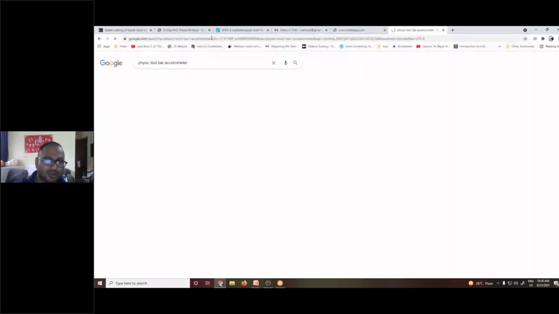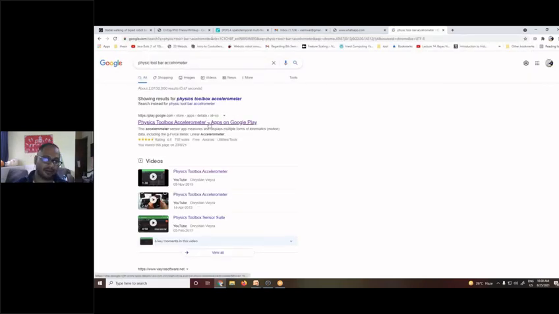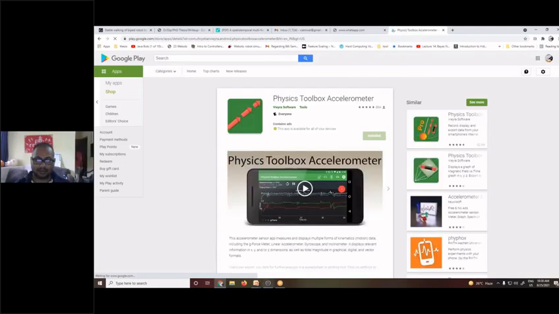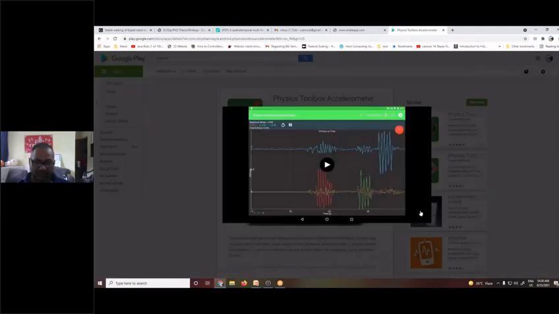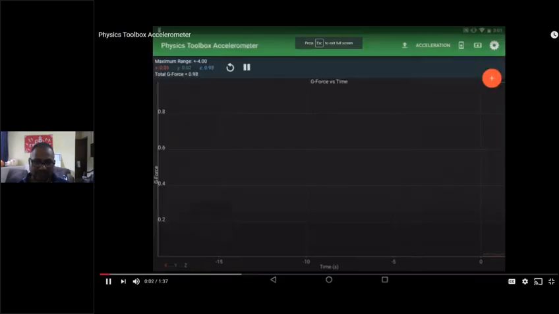Physics Toolbox Accelerometer. You can download this app. Okay, it is an Android app, and you can see the capabilities, what it is doing. It is measuring the acceleration along the XYZ axes.